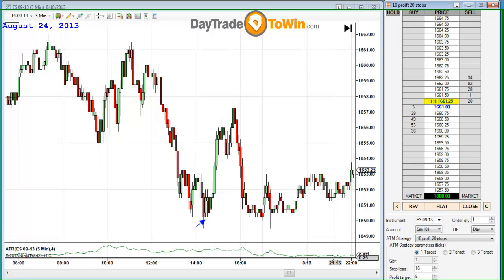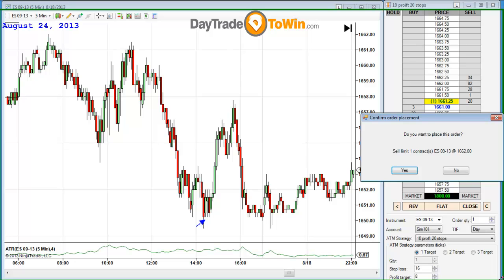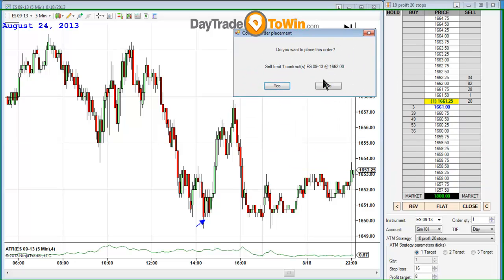With the DOM, if you want to go short on a limit or long on a limit, you have this box that comes up here. It says, do you want to place this order? And there's a way to turn this off, right? When you see this here, this is an opportunity for you to get a good price, but to wait.